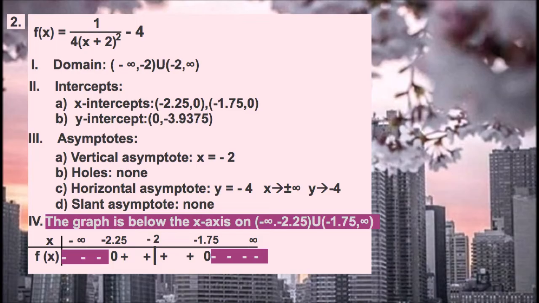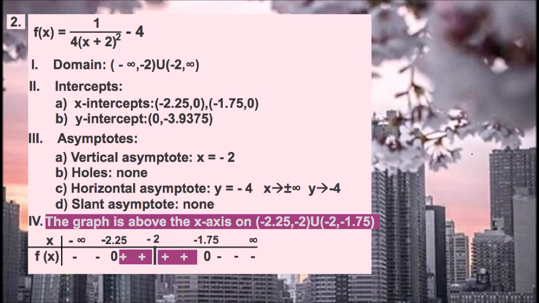The graph is below the x-axis on the open interval negative infinity, negative 2.25, united with the open interval negative 1.75, infinity. The graph is above the x-axis on the open interval negative 2.25, negative 2, united with the open interval negative 2, negative 1.75.